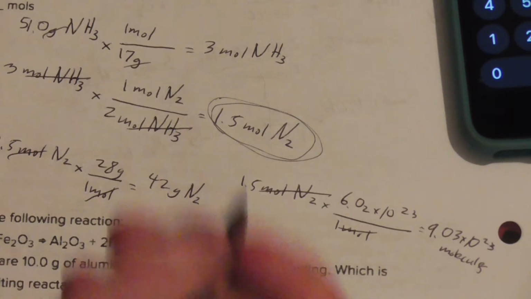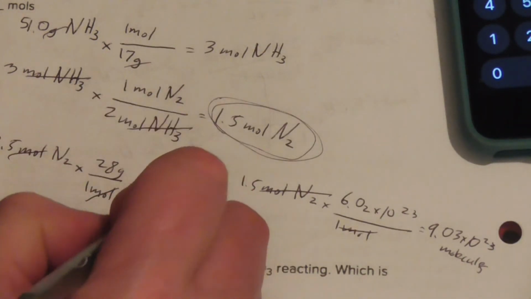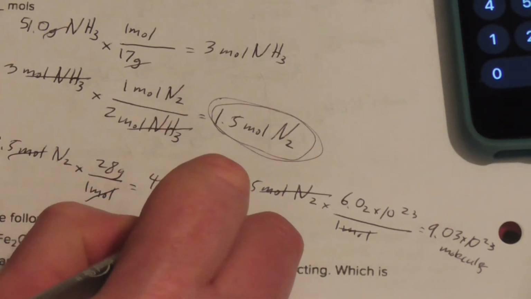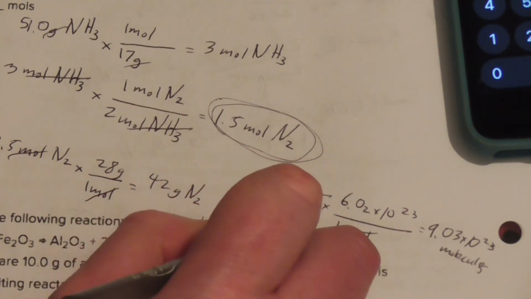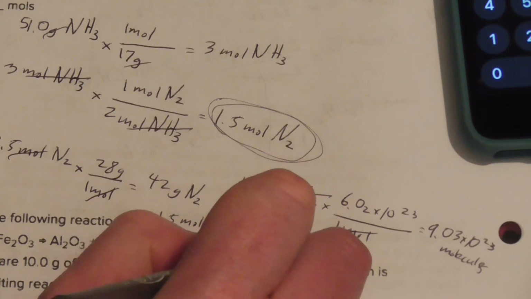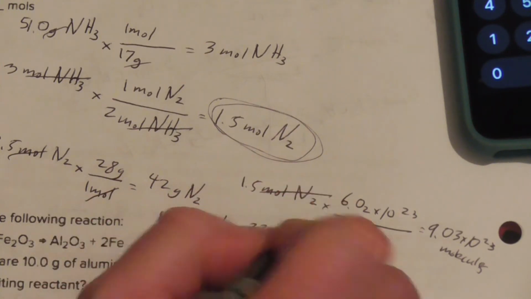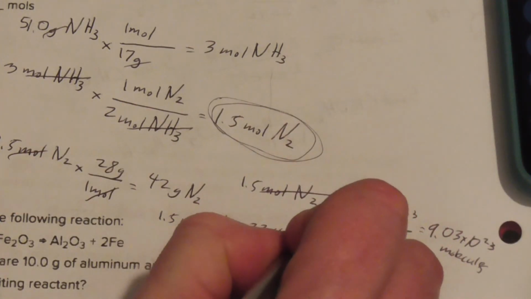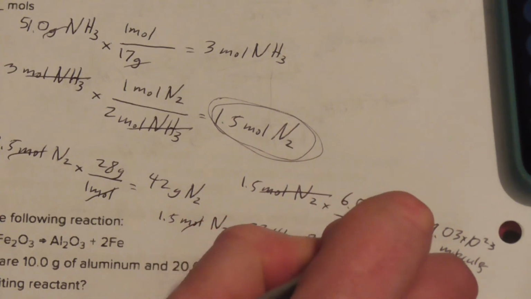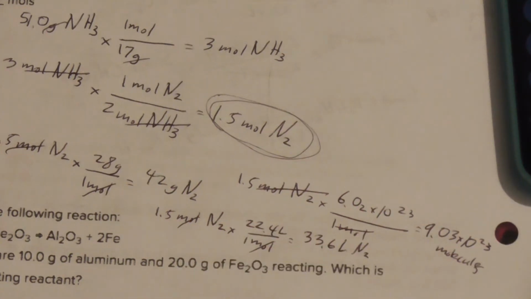Or I could ask you for liters of gas because nitrogen is a gas. So 1.5 moles of nitrogen times 22.4 liters over 1 mole. My moles cancel out again. 1.5 times 22.4 equals 33.6 liters of nitrogen gas.